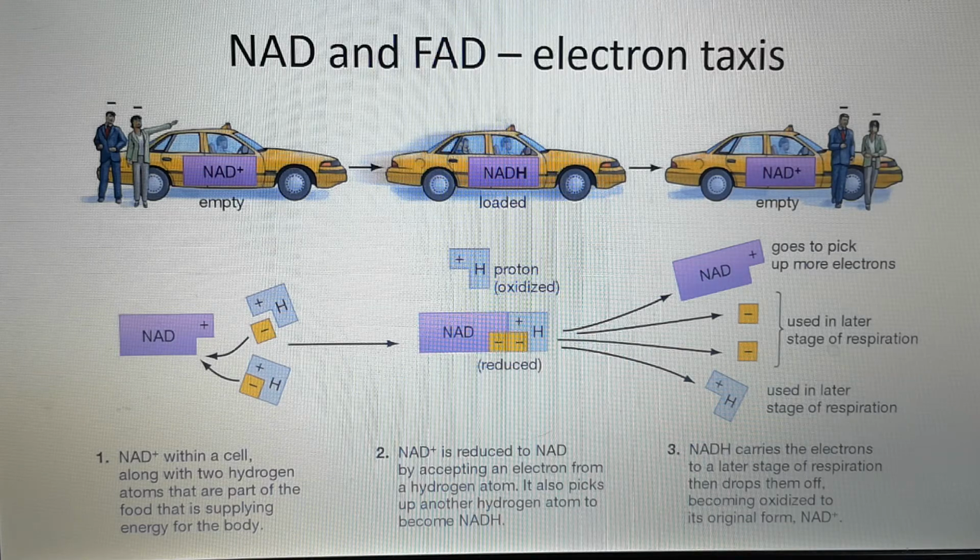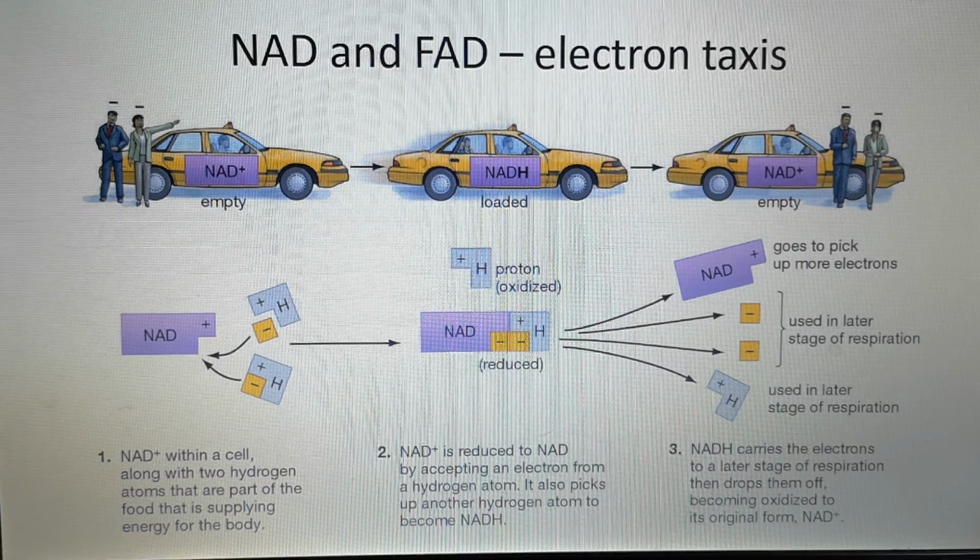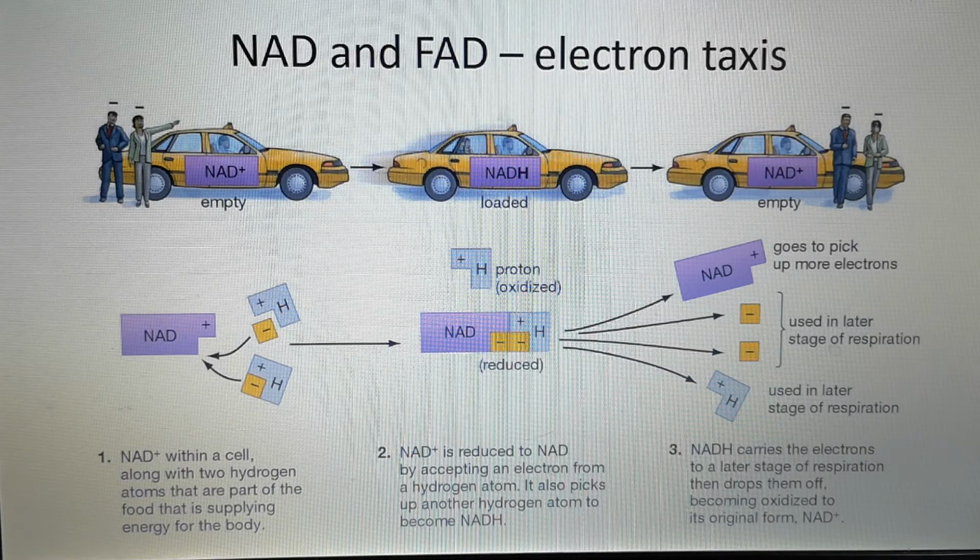So NAD is like a taxi. And these two people here, they are electrons and they're leaving, let's say, a pub. And they need to get to the next pub, but they can't do that alone. It's too far, or they've had too many gins. I don't know, either way. So these electrons need to get from pub A to pub B.